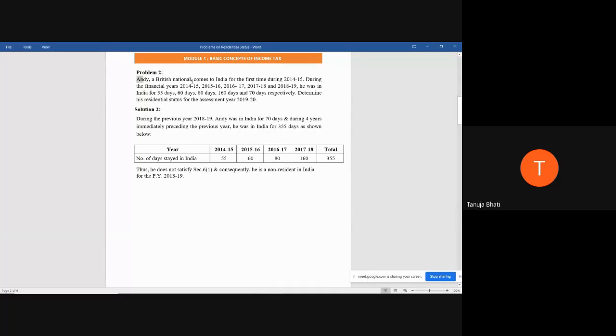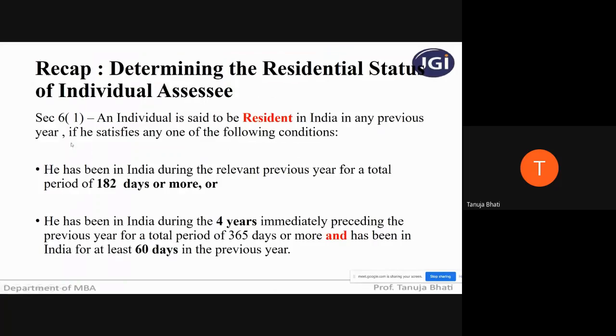First, let us understand the problem. So we have to check his residential status. For that, we have to check the basic condition. Now, what does the first basic condition tell us? That Andy's stay in India during the relevant previous year should be 182 days or more. See here, he has been in India.